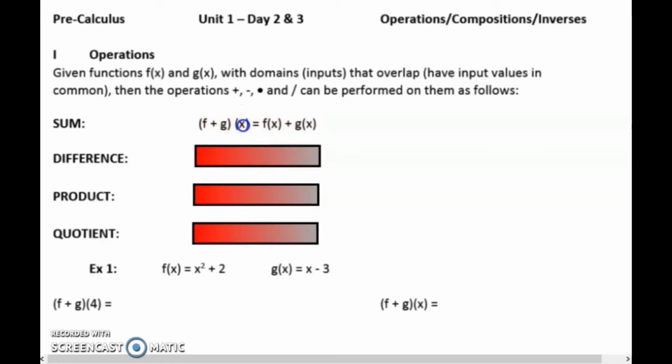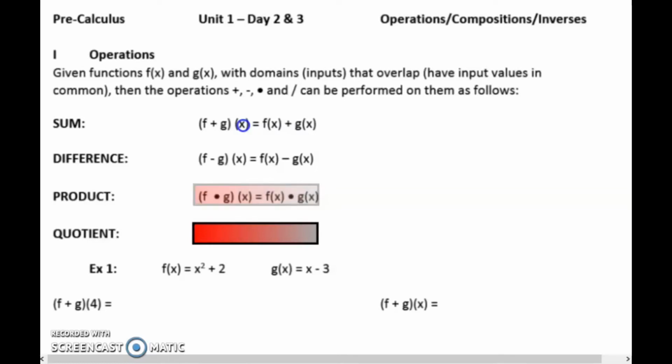First of all, our sum identity: (f plus g)(x) is equal to f(x) plus g(x). So our goal is going to be to split those up, evaluate each one separately, and then add them together. So you can probably see here difference is going to be very similar, except it's going to be subtraction instead of addition. Product works the same way. Quotient is our division. Okay.